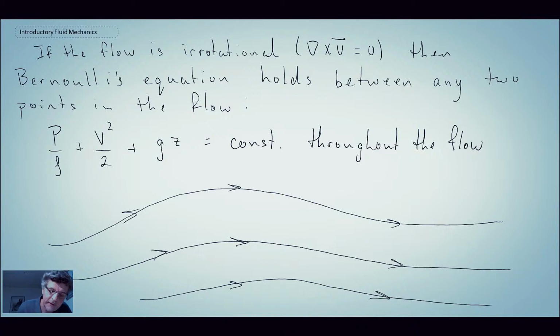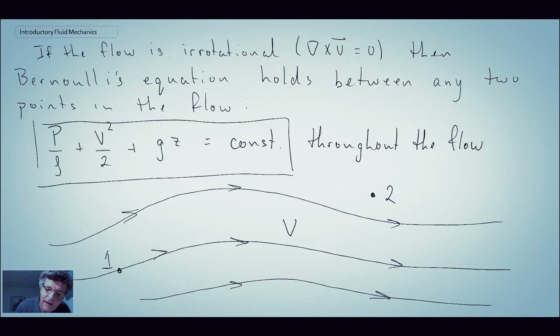What this tells us is that if this is our point 1, where we're evaluating Bernoulli's equation, we can take another point up here, point 2, that is no longer on the same streamline, and this form of Bernoulli's will hold, provided that this flow satisfies del cross V equals 0. And we'll look at the definition of del cross V in a later lecture.